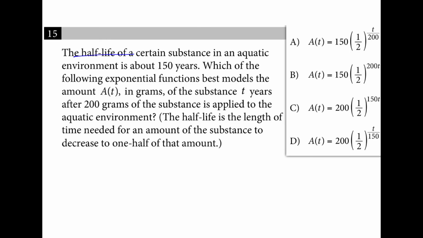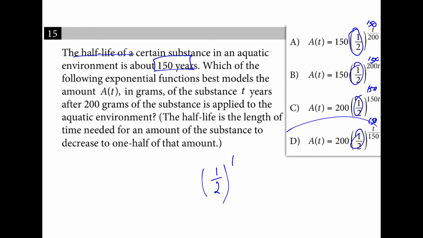If the half-life of a certain substance is 150 years, we're going to multiply our initial value by a growth factor of 1/2. And how long does it take to do that? Well, it says 150 years. So we want to be able to plug in 150 for t and get 1/2 to the power of 1. So if we plug in 150 here, we don't get 1. This is going to be way bigger than 1. D is the one that works.